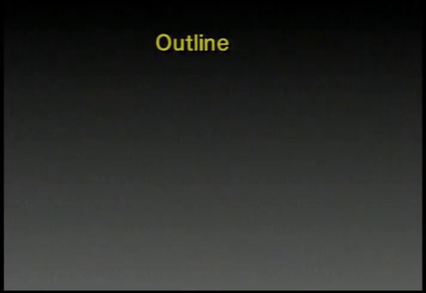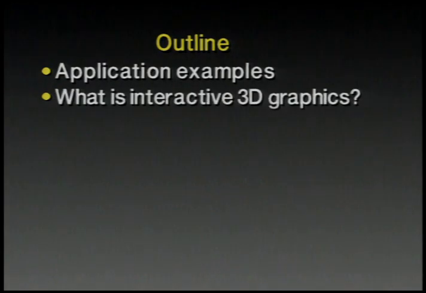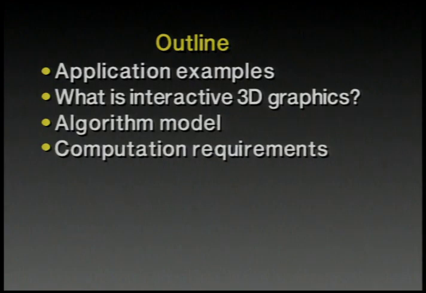Rather than just describing systems I've built in the past, I'm going to describe alternatives and describe their advantages and disadvantages. Here's an outline for what I'm going to go over in the next hour or so. First, I'll give you some application examples demonstrating what 3D interactive graphics is actually good for. We'll talk a little bit about the kind of 3D graphics that we'll be dealing with today. Then I'll develop an algorithm model, a model for how the graphics we'll be dealing with works. Then we'll go over the computational requirements for that algorithm model.